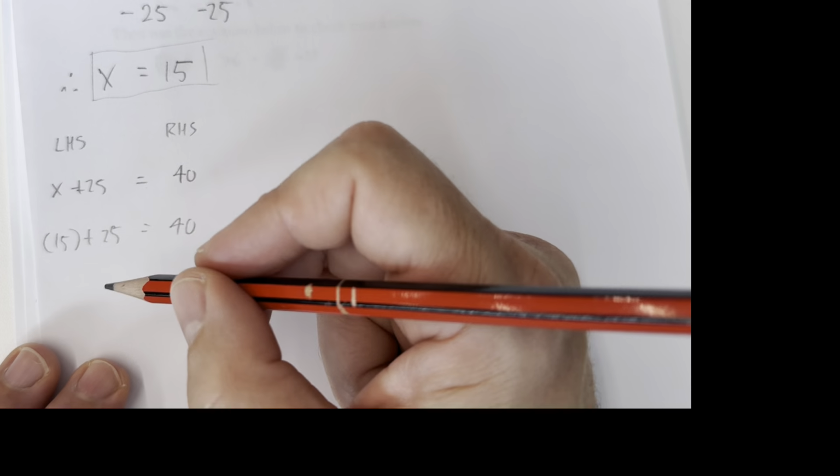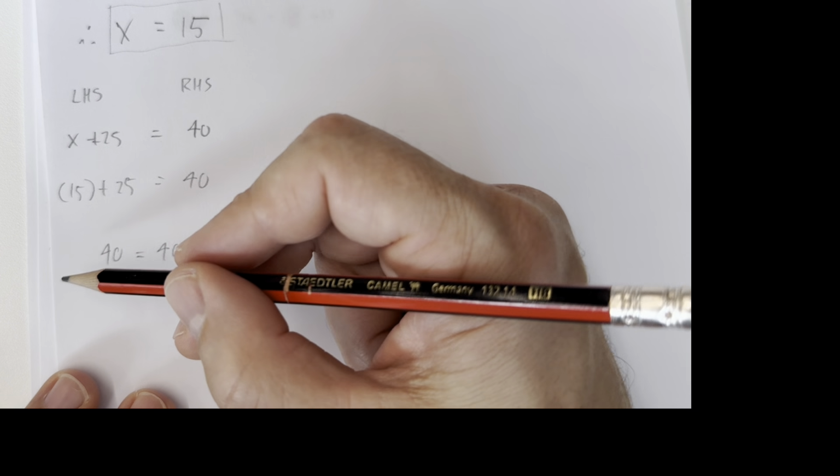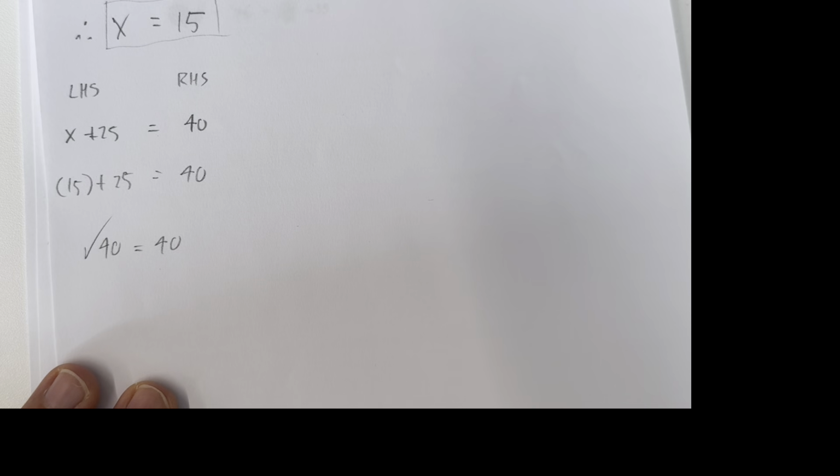And 15 plus 25 is 40, and you get a story here, an equation. It says, well, 40 is 40. That is true, and that's how you know it is correct. So that is a good job.